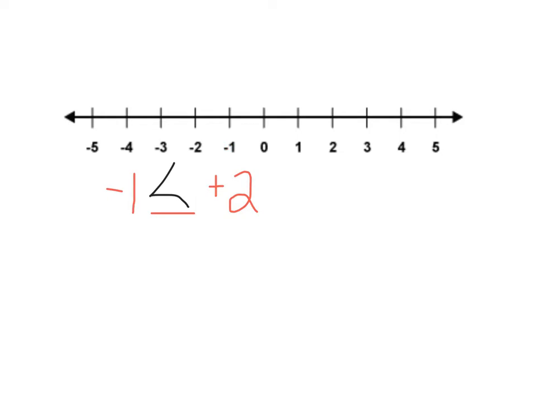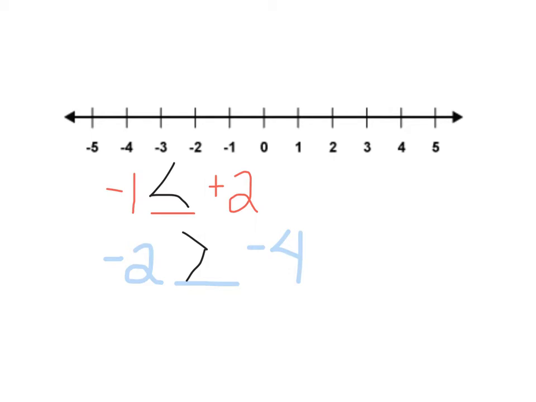So if we're going to compare -2 to -4, we would take a look up here at the number line and we would see -2 is over here and then -4 is down here. -2 is to the right of -4, so -2 is greater than -4.